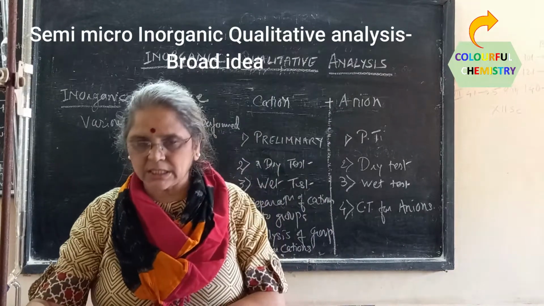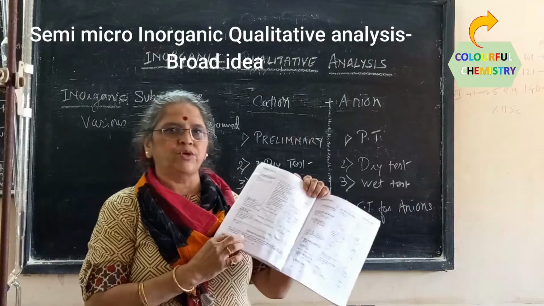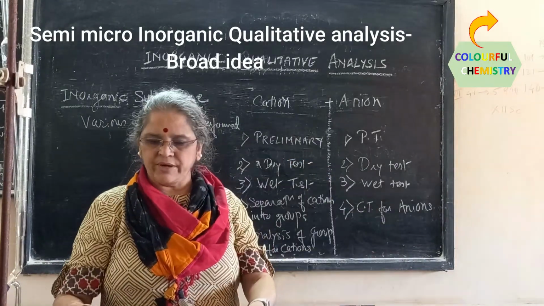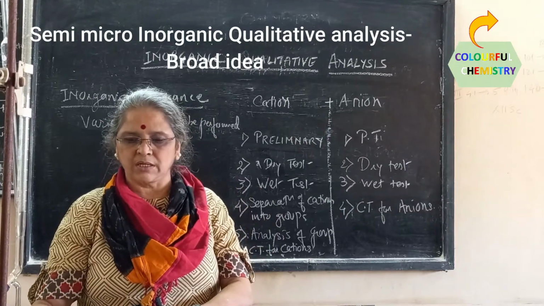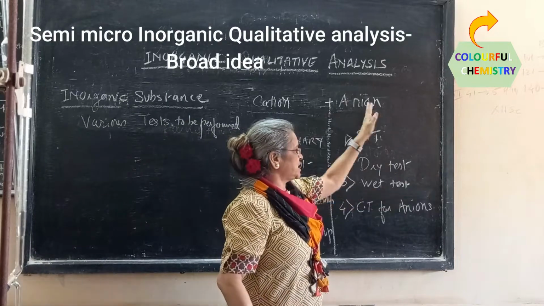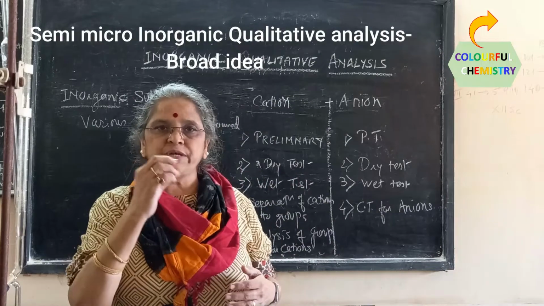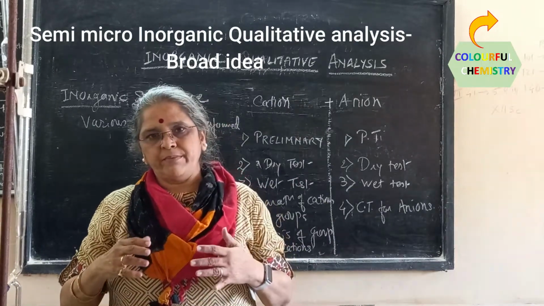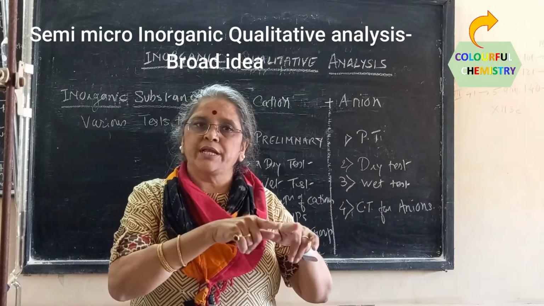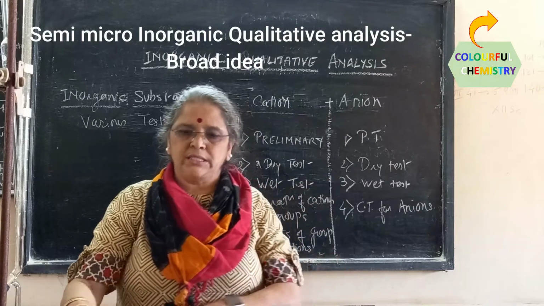Now the wet tests start with the preparation of the solution, the water extract which I told you about, on page number 62, and then you will start with the wet tests from page number 63. These are the wet tests for anions. So you are going to perform a series of wet tests for anions. Performing the preliminary test and dry test, you get a clue for the presence of which anion, and on the basis of that you are going to get wet test results.